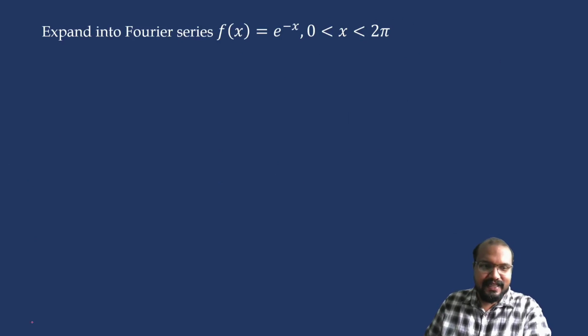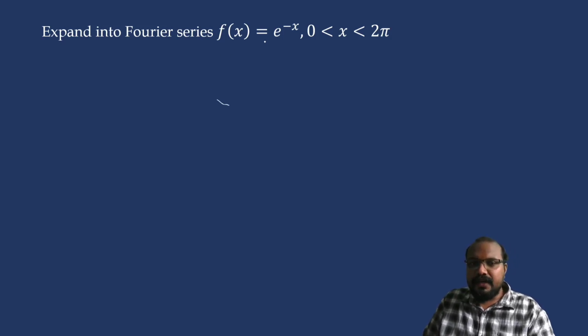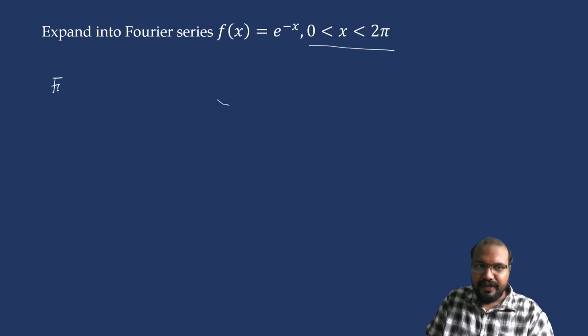The question is: expand into Fourier series f of x equal to e raised to minus x, 0 less than x less than 2 pi. It's a simple question, and we have the formula for Fourier series.